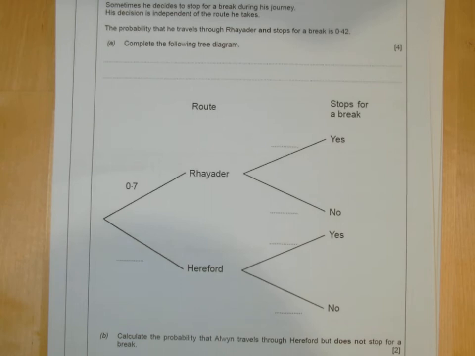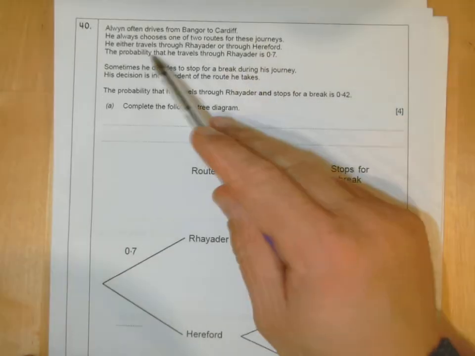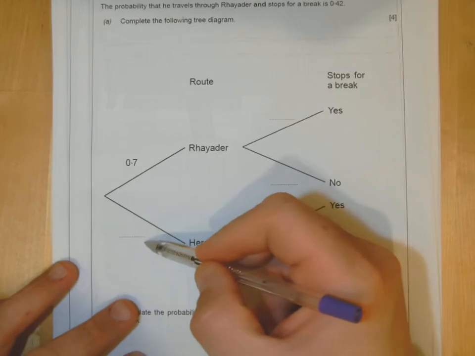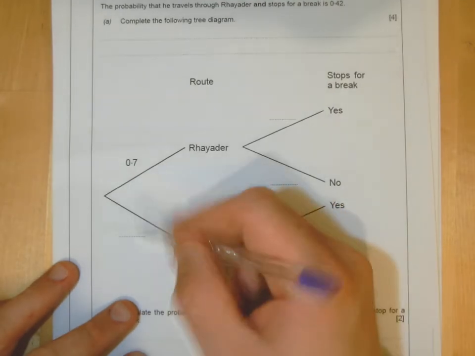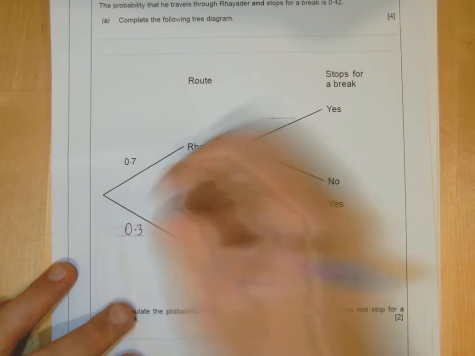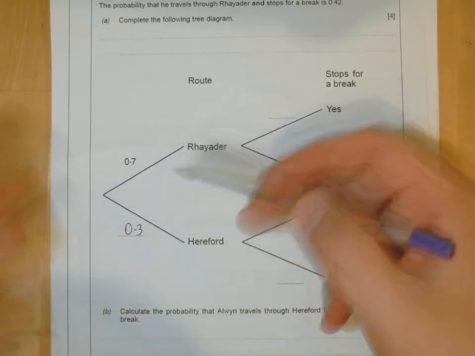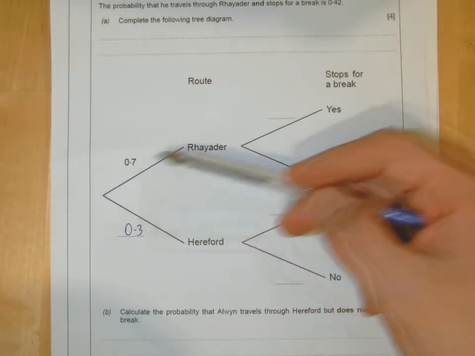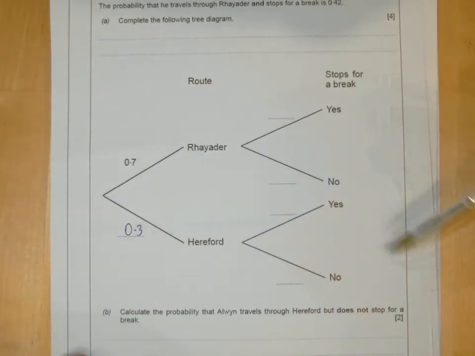0.7 for Ryder. So the probability he travels through Ryder is 0.7. So the probability that he travels to Hereford, if you think about what's left over, they've got to add up to 1, so it's got to be 0.3. Sometimes they give us fractions in these tree diagrams. If they're giving us decimals, you just have to realise they've got to add up to 1. So 0.7 Ryder, 0.3 Hereford.